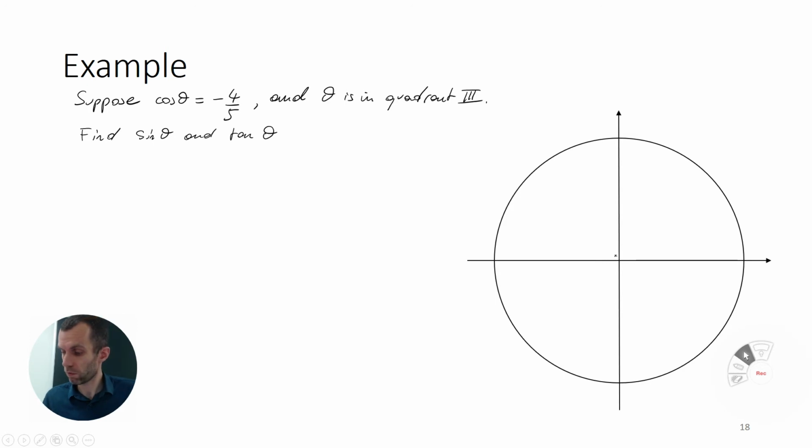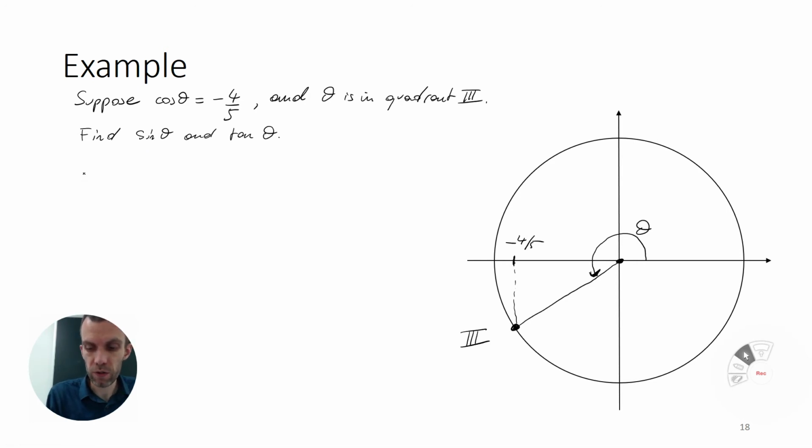So let's maybe make a brief sketch of what we have. We know that cosine theta is some negative value, minus 4 divided by 5. And we also know that theta is in quadrant 3, that's the lower left corner here. So if we draw this radius, then the angle that we want to say something about is this one right here, theta. And using our formulas, we'll be able to find sine theta and tan theta without having to first calculate the value of theta.